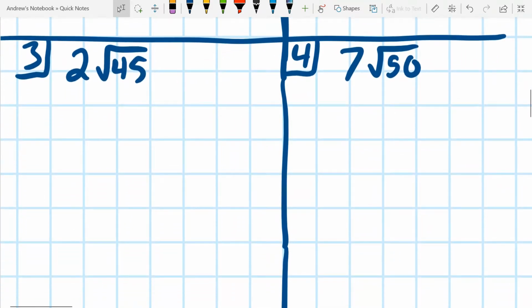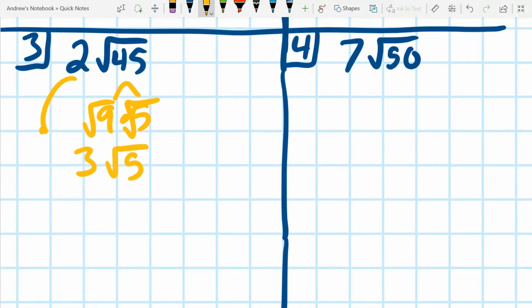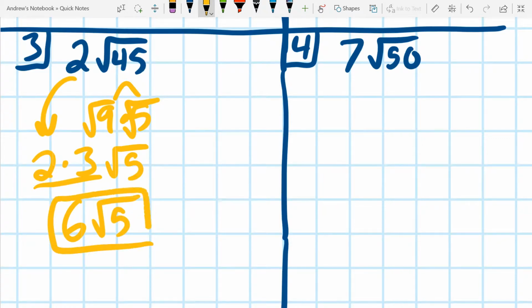These are a little bit different. You see we have the square root of 45 in number 3, except it says 2 square root of 45. So there's already a 2 out there. If I do what I just did and break 45 down into 9 times 5, I can get a 3 and a square root of 5. But let's not forget that we already had a 2 out there: 2 times 3 times the square root of 5. So we combine the numbers that are already on the outside, and we end up with 6 times the square root of 5. So this relies on you being able to pull out factors.